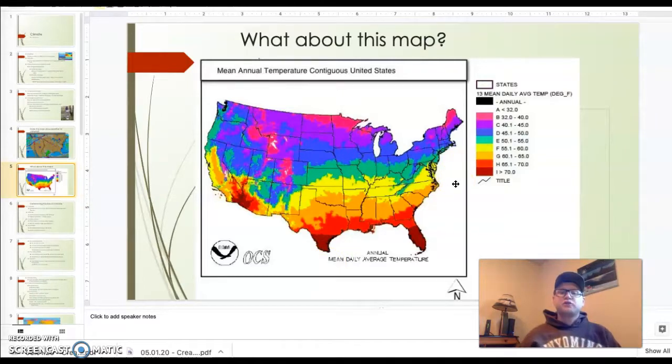But these temperatures could change day to day. This is just an average. This shows what you could expect on any given day in this country, what the temperature would be, the average.